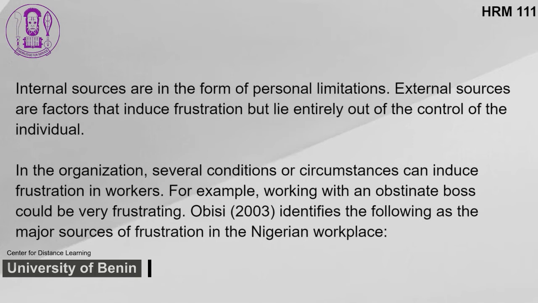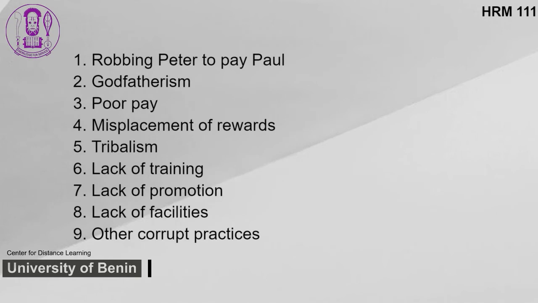In the organization, several conditions or circumstances can induce frustration in workers. For example, working with an obstinate boss could be very frustrating. Obisi, 2003, identifies the following as the major sources of frustration in the Nigerian workplace. 1. Robbing Peter to pay Paul. 2. Godfatherism. 3. Poor pay.